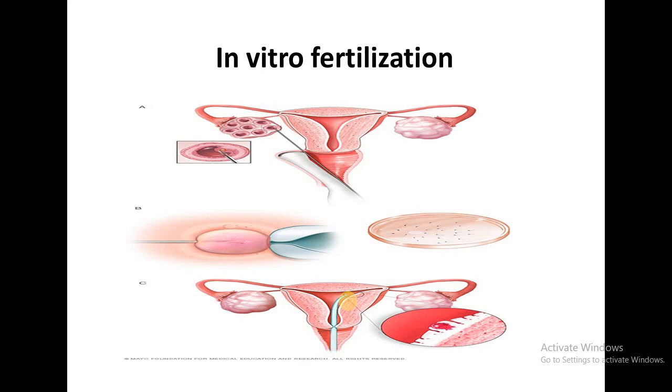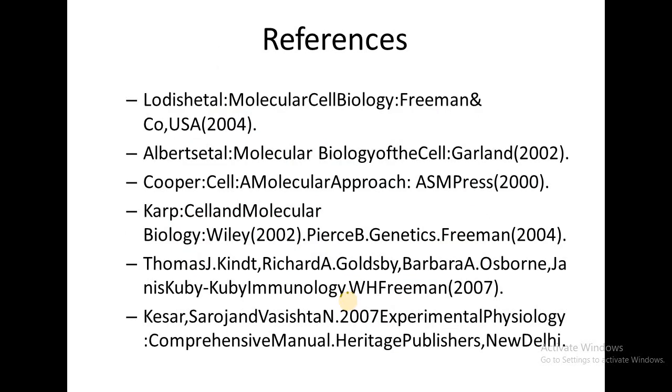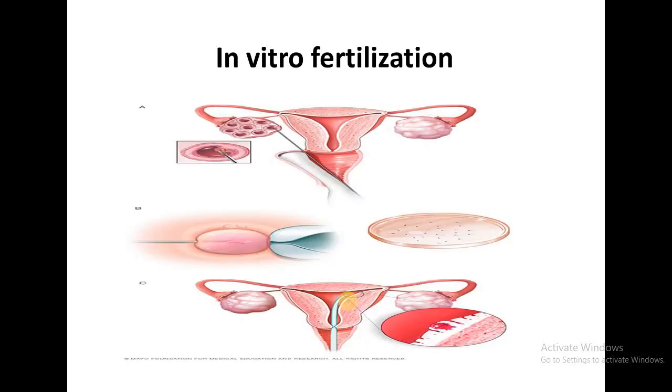And what is the remedy for this disease? That is in vitro fertilization. That is the remedy for the disease, where the defective genes are removed, and then the normal gene is inserted, and then through in vitro fertilization the disease can be cured.